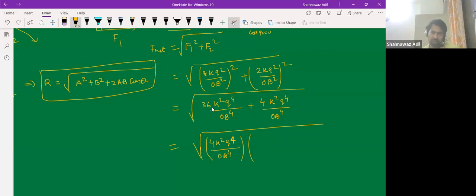If I take 4K square Q4 OB4 common, what will be there? What would be the first term? I have taken K square common, I have taken Q4 common, I have taken OB4 common, and from 36, I have taken 4 common. So what is remaining in the first term? Yes, Arsalam, what is remaining in there?